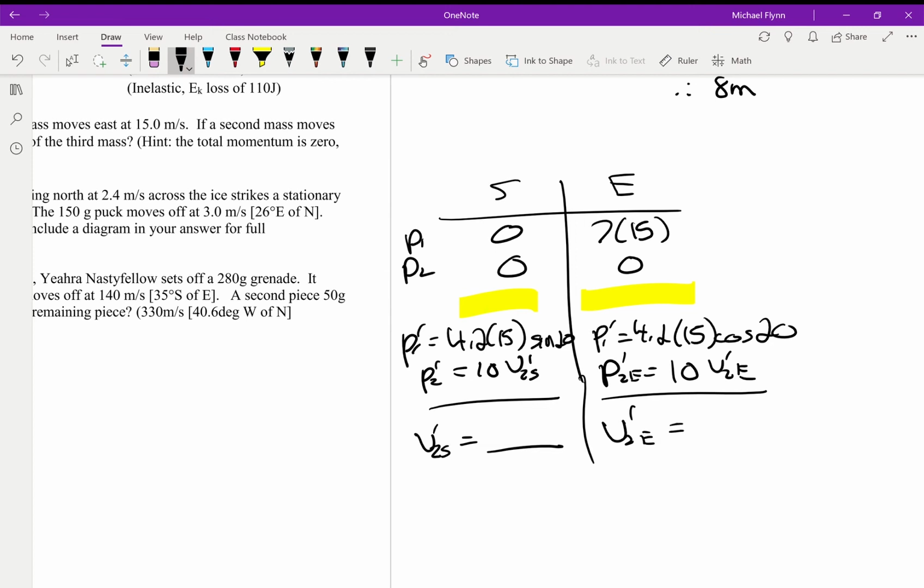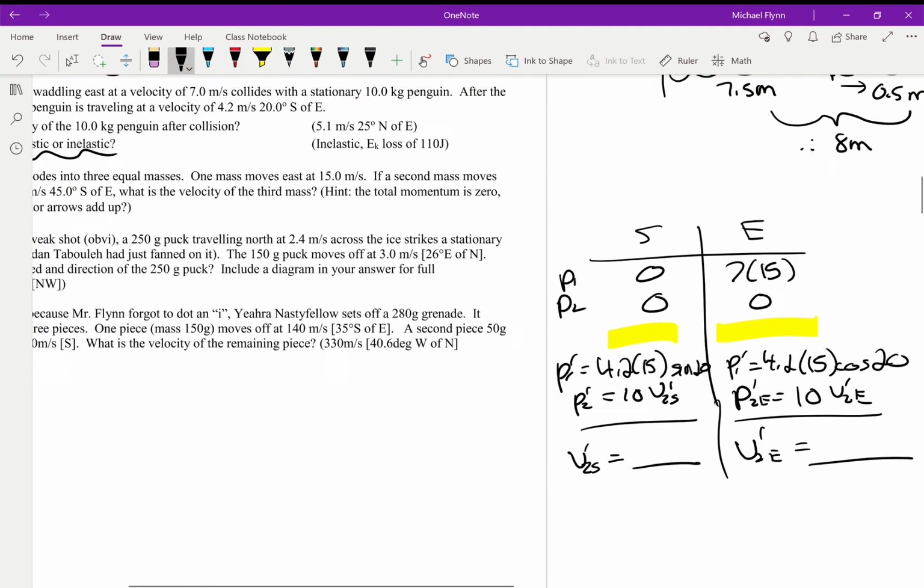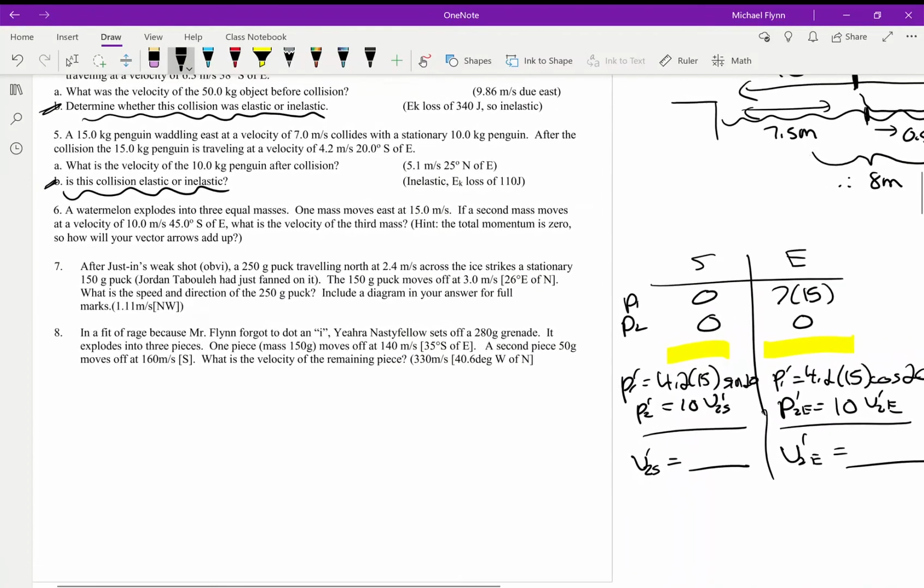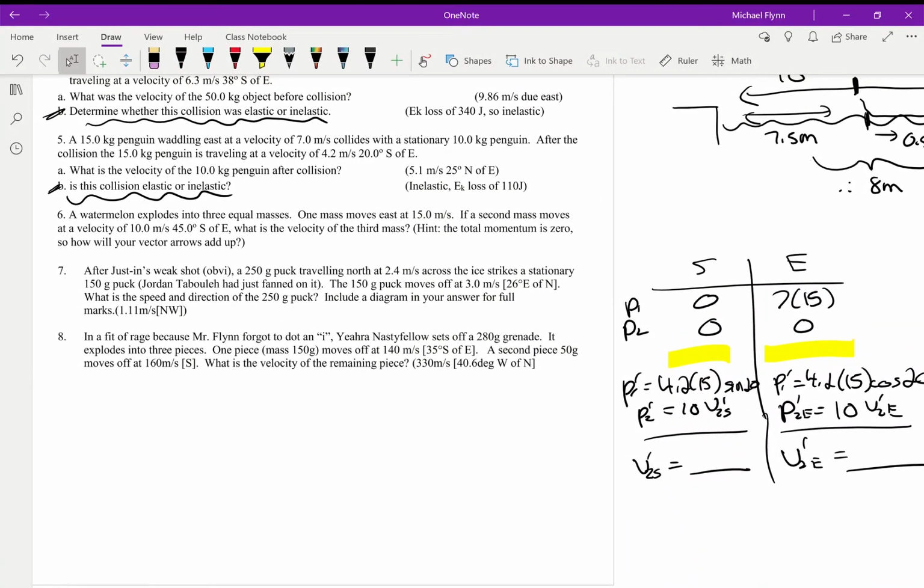You're definitely going to get that the south one is negative, so you're going to get something that's north. And here the east one may be negative, it depends. 7 times 15 is quite large, so it may not be a negative number. All right, so that's how you get the answer to the question.